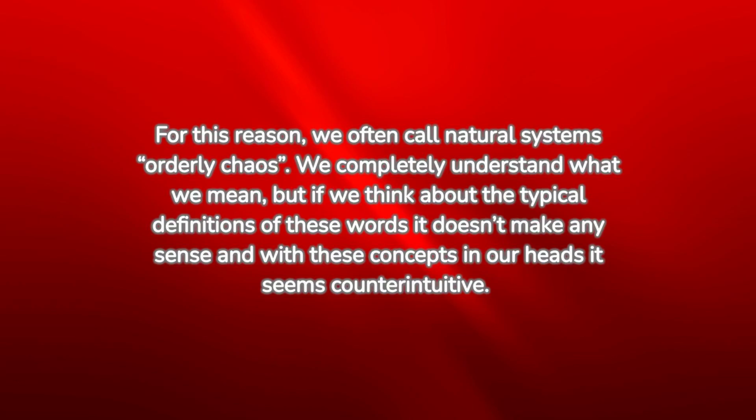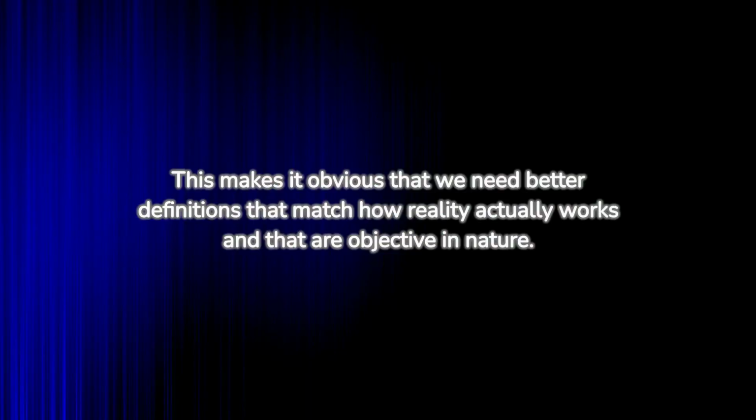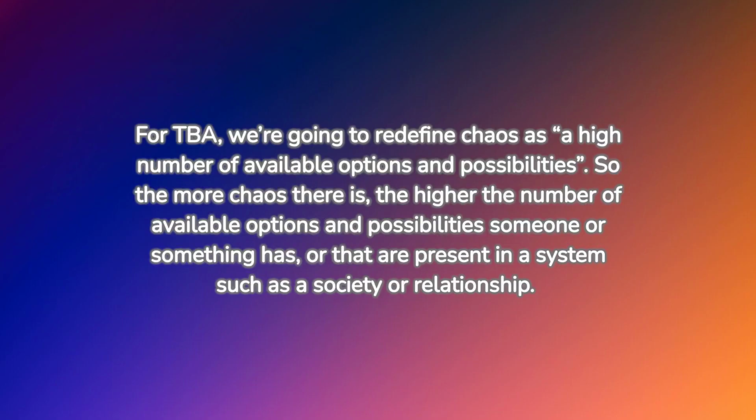We completely understand what we mean, but if we think about the typical definitions of these words, it doesn't make any sense, and with these concepts in our heads, it seems counterintuitive. This makes it obvious that we need better definitions that match how reality actually works and that are objective in nature. For TBA, we're going to redefine chaos as a high number of available options and possibilities. So the more chaos there is, the higher the number of available options and possibilities someone or something has, or that are present in a system such as a society or relationship.